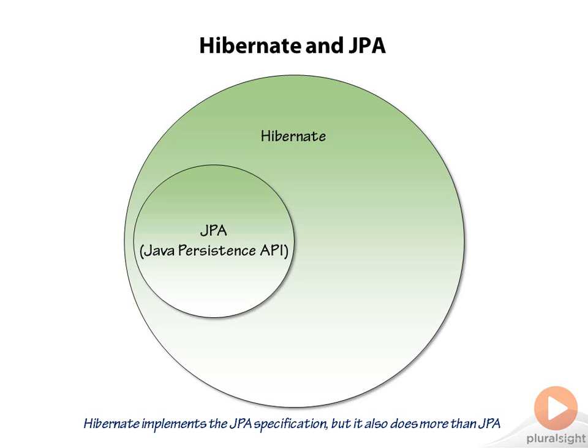Before we move on and talk more about Hibernate's architecture, I want to briefly talk about how Hibernate relates to JPA. JPA stands for the Java Persistence API and is a specification of a common persistence API for Java. JPA itself is not a framework, but a specification that a framework can implement to be considered JPA compatible. You can think of JPA like a Java interface and Hibernate like a class that implements that interface.